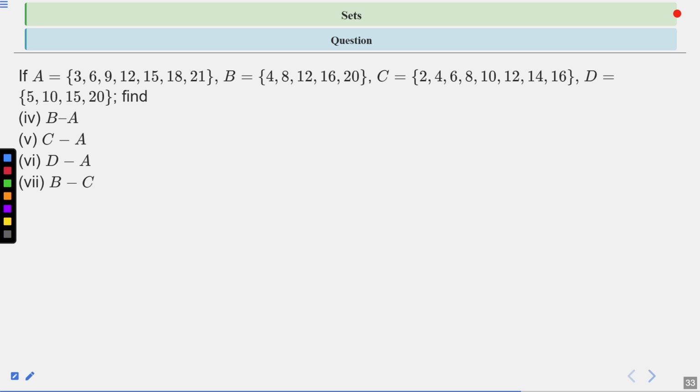Now, this question, the same 4 sets in set roster form. You have to find out B minus C, C minus A, D minus A and B minus C. You'll have some seconds to try this problem. Then afterwards, we will move on to the solution slide. So your time starts now.